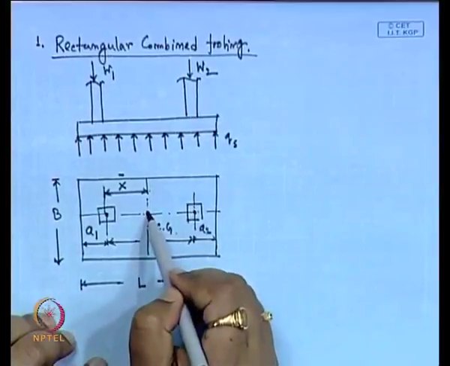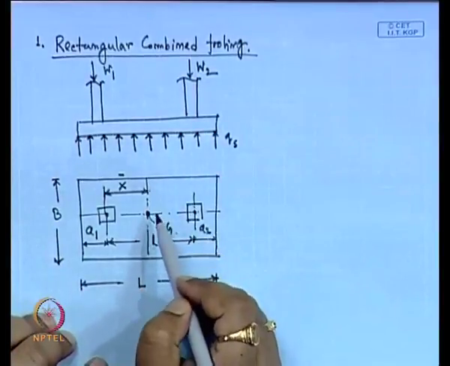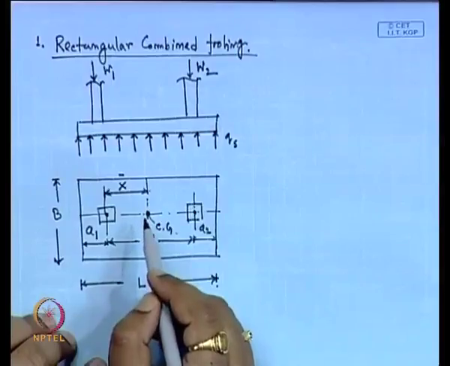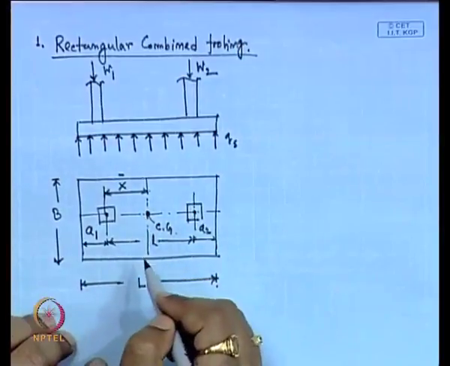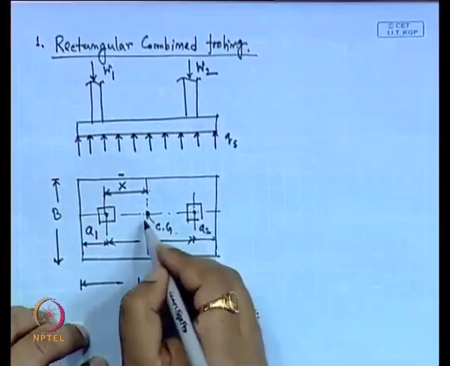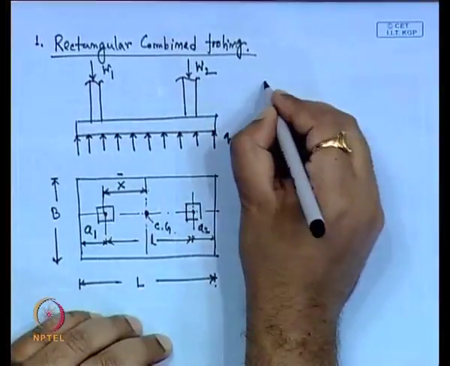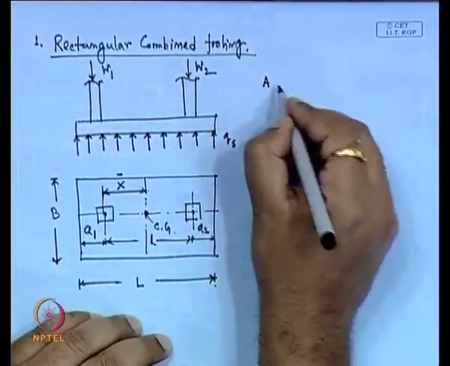The resultant force should act at the CG of the combined footing. We can design in that fashion also, so that the resultant of these two forces will act at the CG of the foundation.